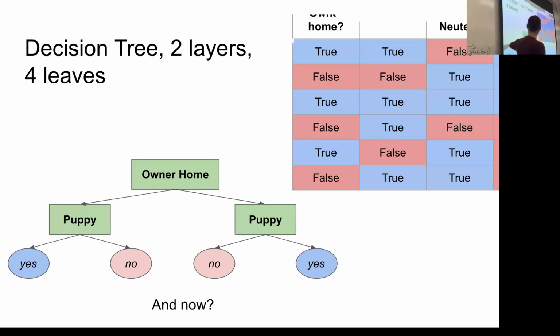If we add another leaf, we take the owner home, yes, no. Is the dog a puppy? Yes, no, no, yes. If you figure out what the predicted classes should be, in this case, you can push the loss down to 0. You will be able to correctly predict all 6 of the data points with this added complexity, with this extra split on the decision tree. So that's the idea behind decision trees. You keep splitting, you keep adding layers and leaves, and as you keep doing that, your model becomes more and more accurate on the training set.